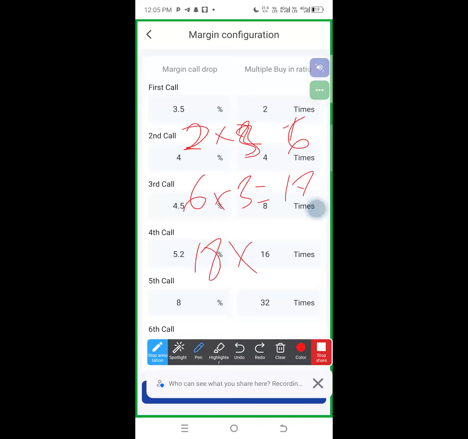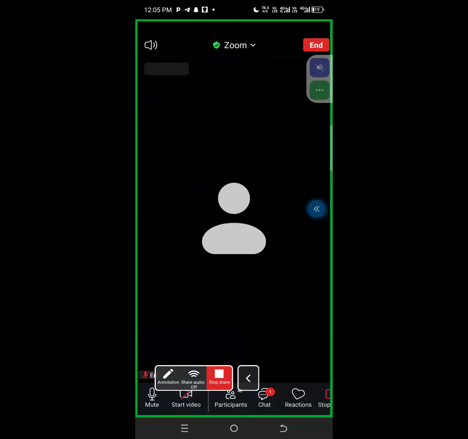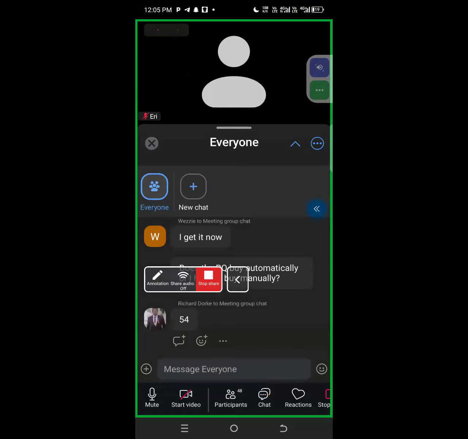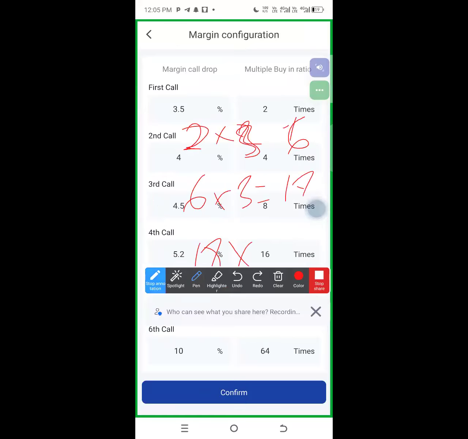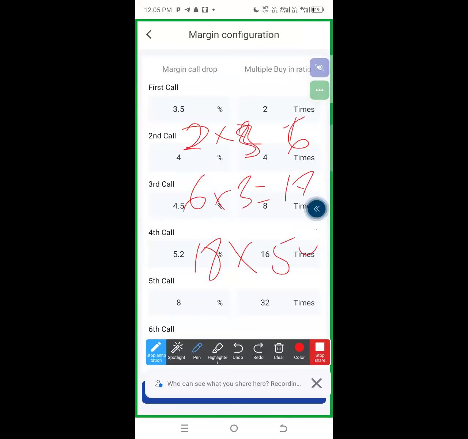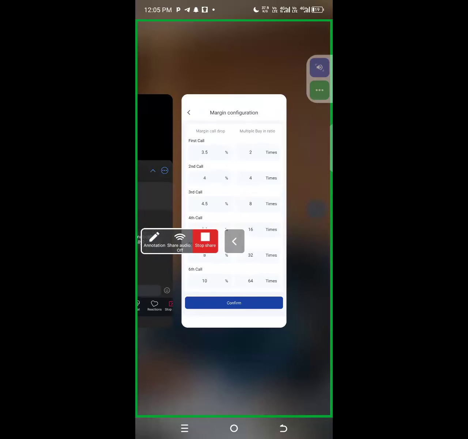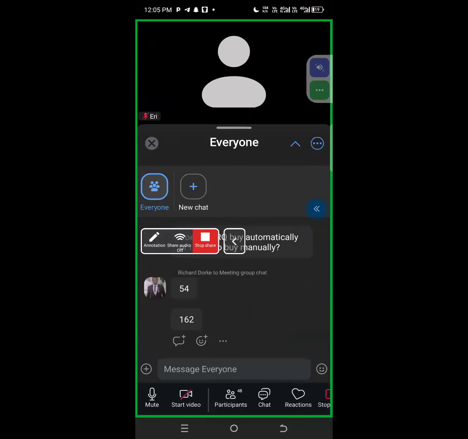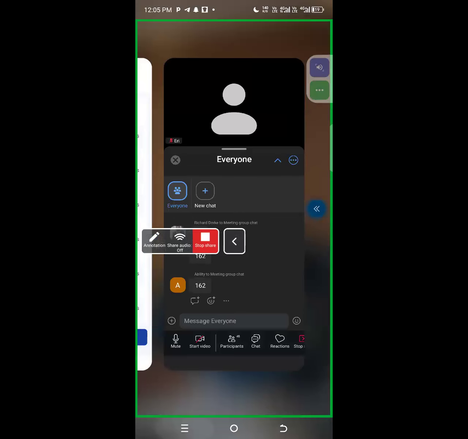18 times 3 will give you what? Drop the answers in the chat for me. Let me check if my people are there. 18 times 3 is 54. Very good. So the next one is 54. 54 times 3 will give you what? 162. Very good. So 162.